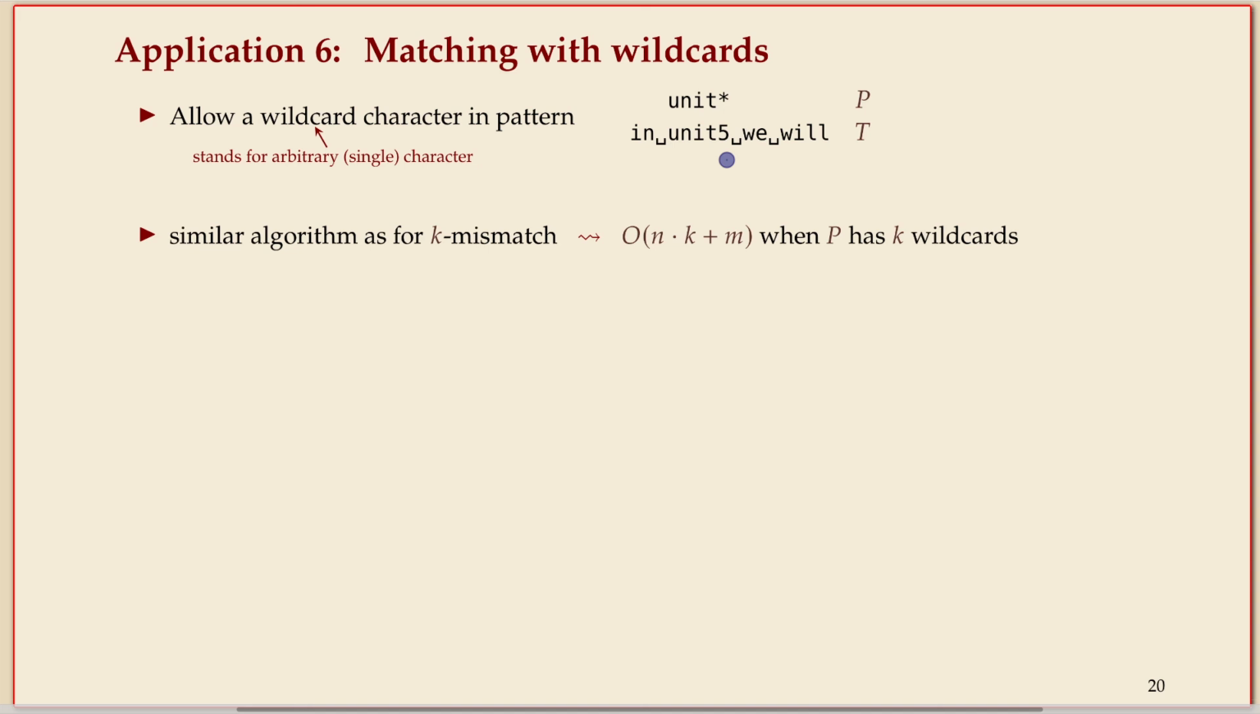But there, the star can be any number of characters. What I mean here is a single character. I just don't care which one. I didn't want to use the dot because that's hard to see. So a single character is the important part. And so then it's pretty much the same as asking for matches with string matching with up to k mismatches, where the wildcard always counts as a mismatch in that sense. So you can adapt the algorithm from before to this.